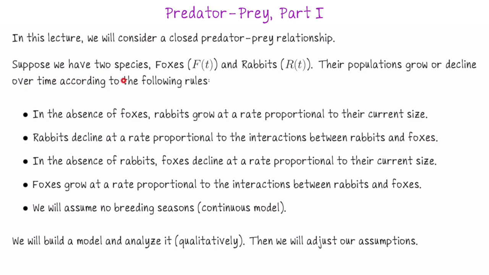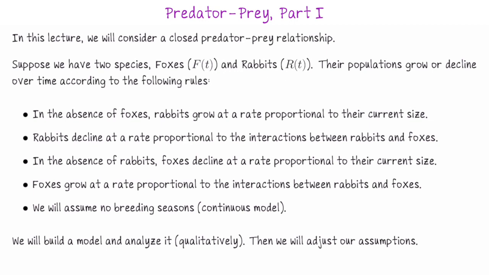So in particular, suppose we have foxes eating rabbits. We'll model the population of foxes over time as f of t, and the population of rabbits over time as r of t. So that's the number of foxes and the number of rabbits at some time t, respectively. We're going to build these models up, and we're only going to assume a few things.